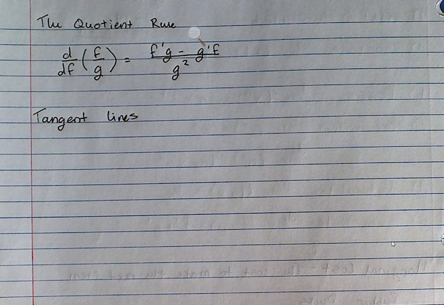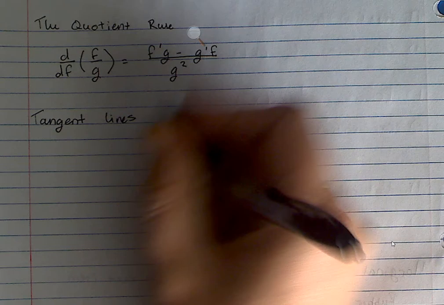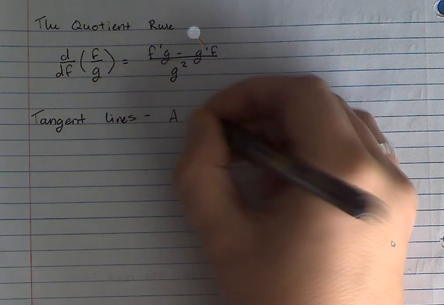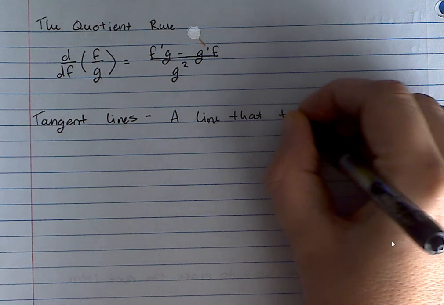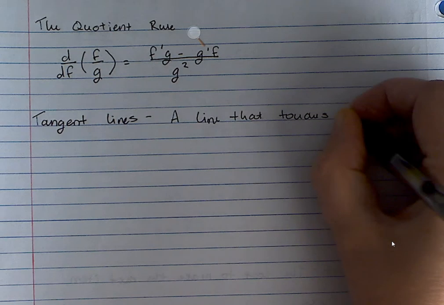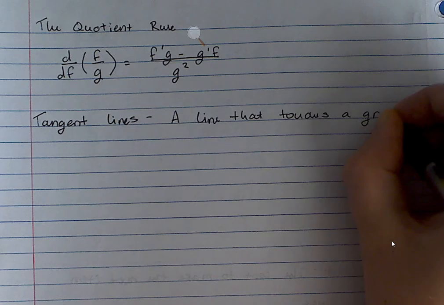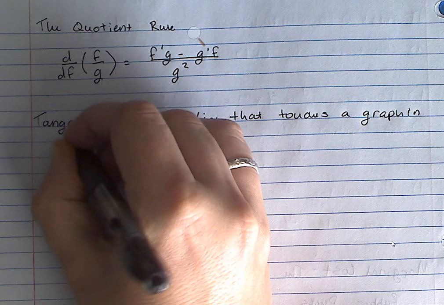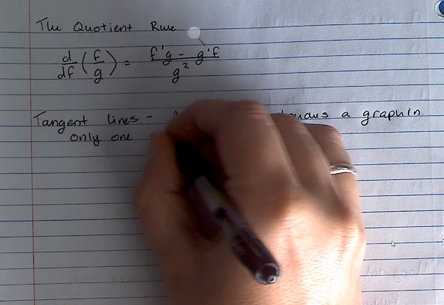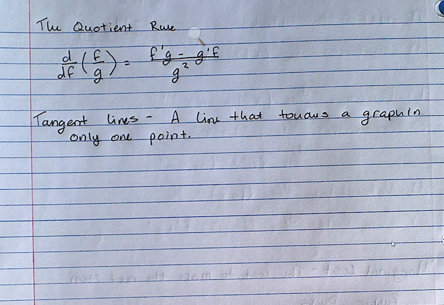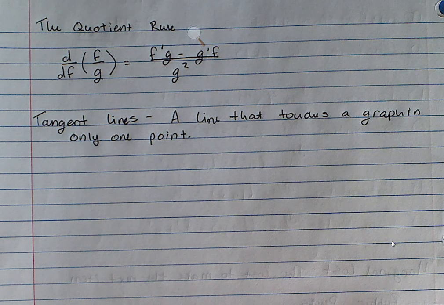So what a tangent line is, it's a line that touches a graph in only one point. If it touches the graph in 2 points, it's called a secant, which is a word that we used in pre-calculus. Secant is the inverse of the cosine, but it also refers to a line that touches a graph in 2 places. A tangent is a line that touches a graph in only 1 point.